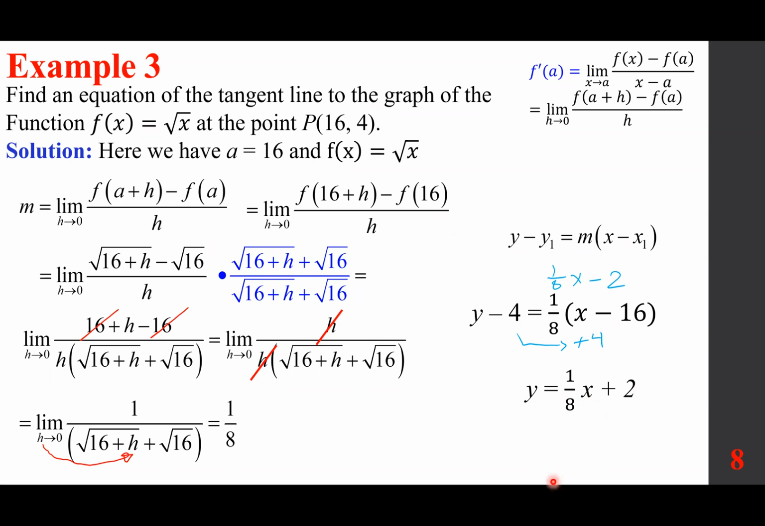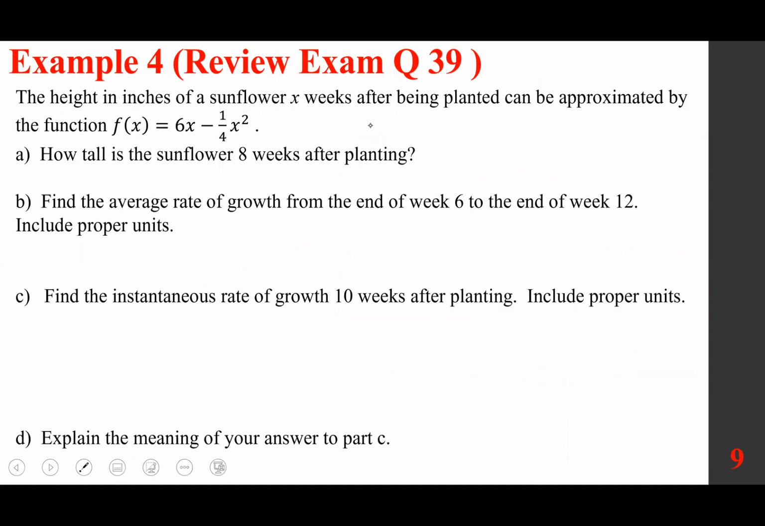Sorry to interrupt, but is that a way to check your work? Is just plugging it back? Assuming this is right, because if you made a mistake here, you wouldn't know. Assuming this is right, this is what you do. You check your work after you come up with the equation of a tangent line. You check your work by putting 16. It must give you 4. Absolutely magic. All right. Here's the next one.